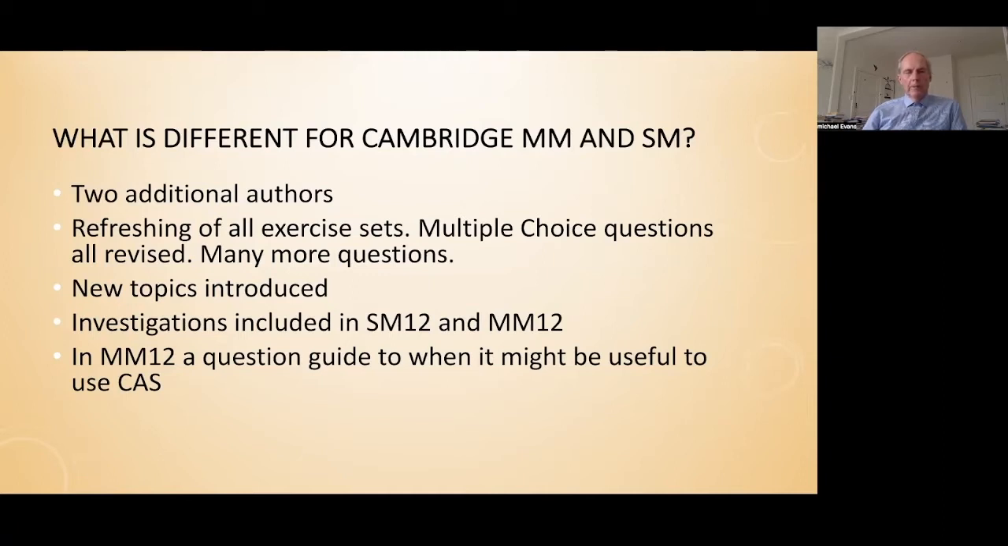All the exercise sets have been refreshed, and multiple choice questions all revised. The multiple choice questions are probably more CAS active type questions, where we know that the student has a CAS available, and there are a lot of changes in both books due to that. There are many, many more questions, not only in new topics, but in the old topics as well. And of course, the new topics are introduced in the books. Investigations are included in both Specialist Maths 1, 2 and Math Methods 1, 2. And in Math Methods 1, 2, we have a guide to when it might be useful to use CAS, and this is done by a strip down the side of the page.